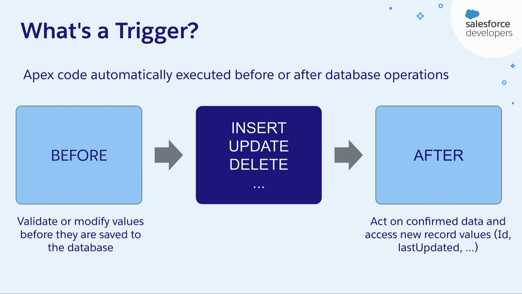We use before triggers usually to validate or modify values before they are saved to the database. Use after triggers to act on confirmed data and access new record values, such as the ID or the last updated date of the record.